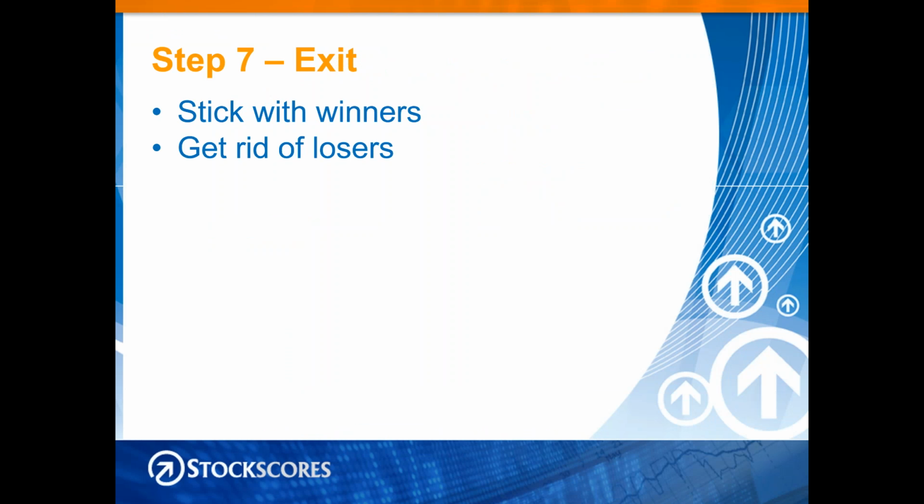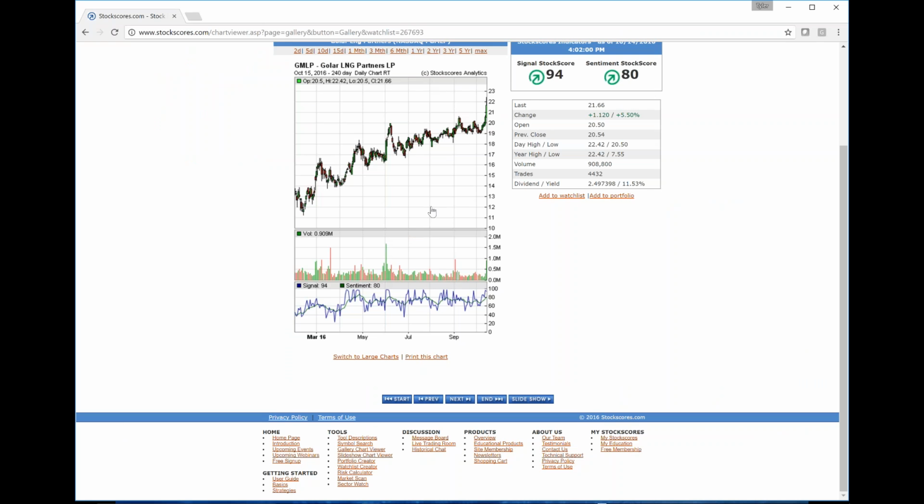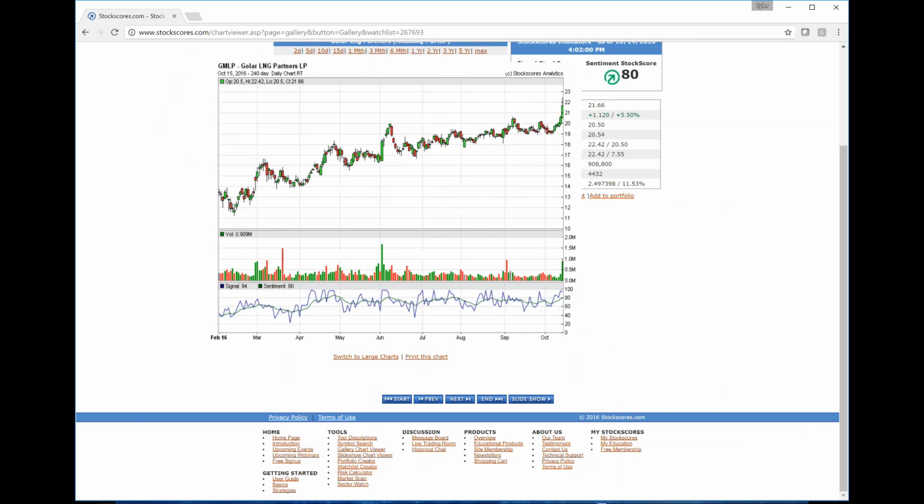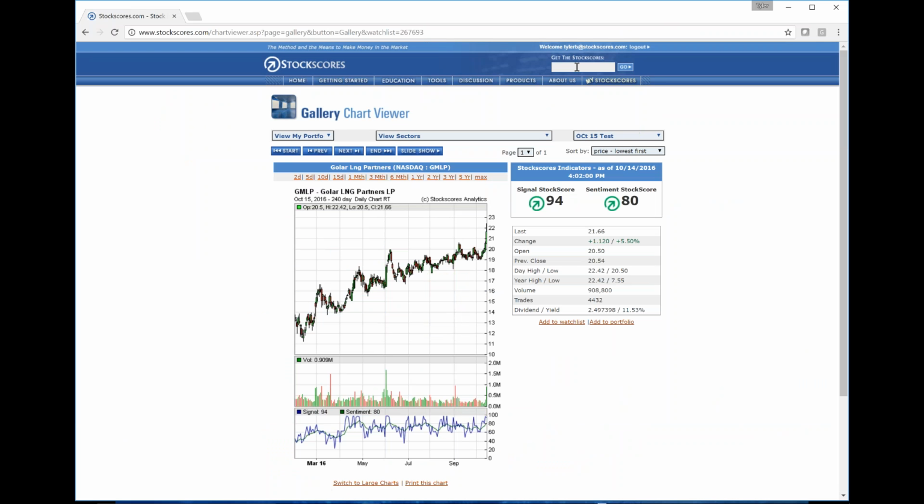All right, final step, step 7. The exit decision. Stick with your winners, get rid of your losers. The basic idea is that if this stock falls down below support at $19, I'm going to cut it loose. That's getting rid of your losers quickly. If, however, it continues to go up and up and up, like, what's an example?